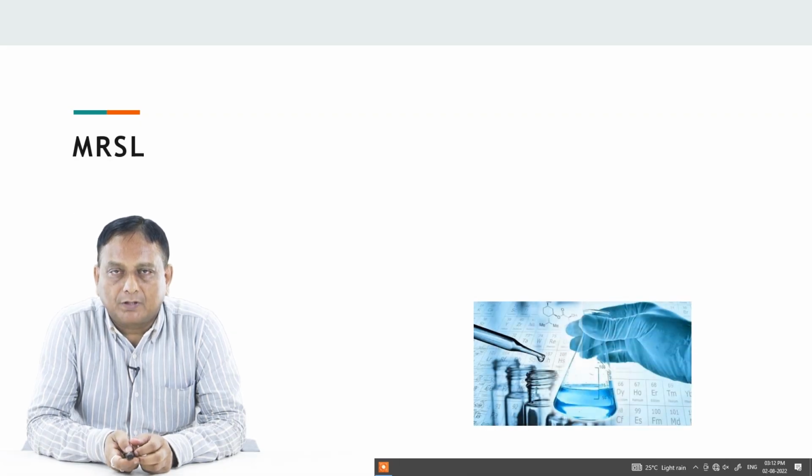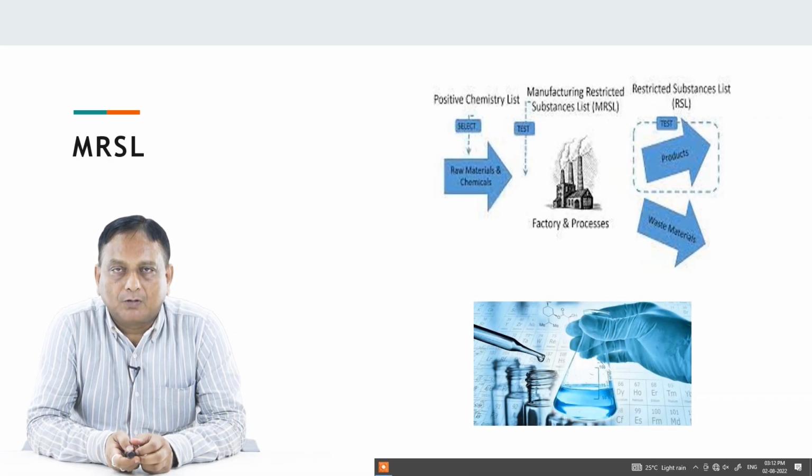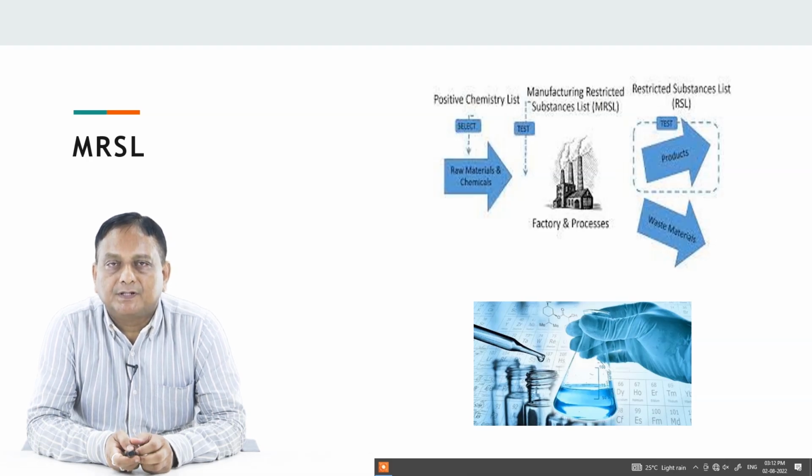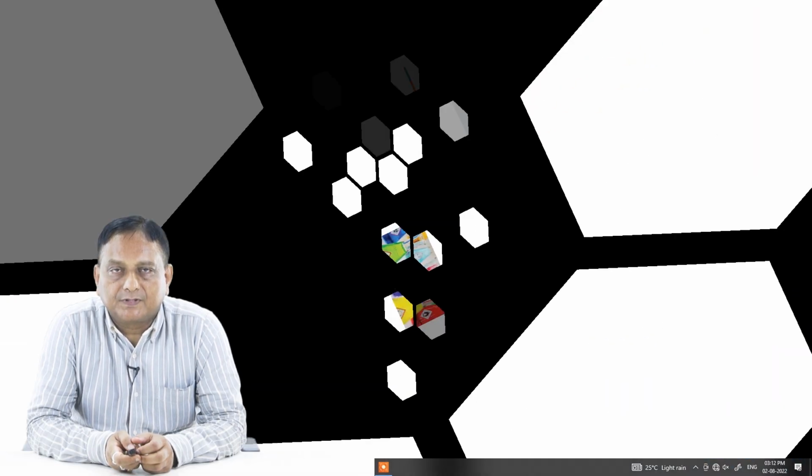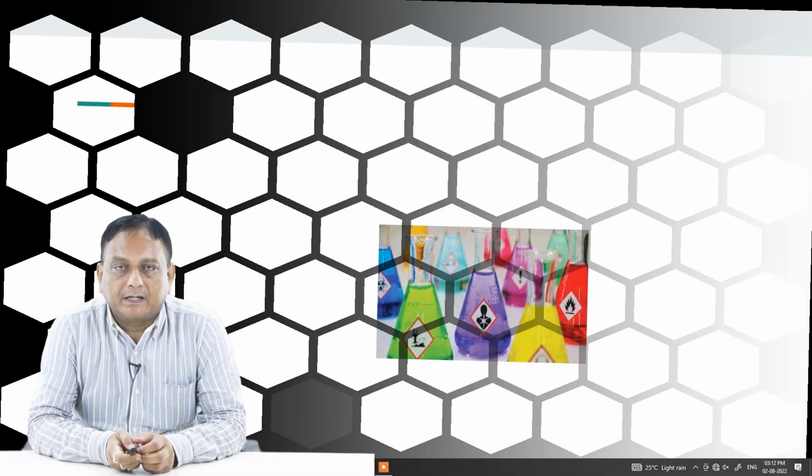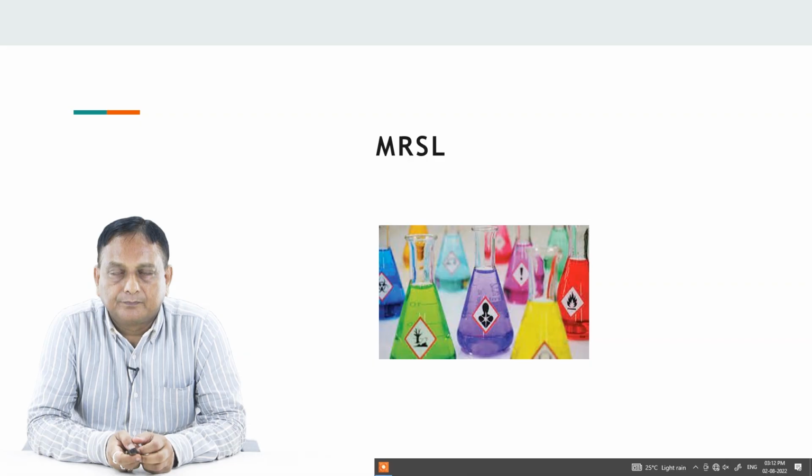Now, when we talk about MRSL, it talks about different processes. In a factory, a lot of processes are used, so we have to see which chemicals are harmful. That chemical is to be replaced. Only then can we avoid getting such restricted substances in the finished apparel. So MRSL has a lot of significance in controlling the RSL in a garment.